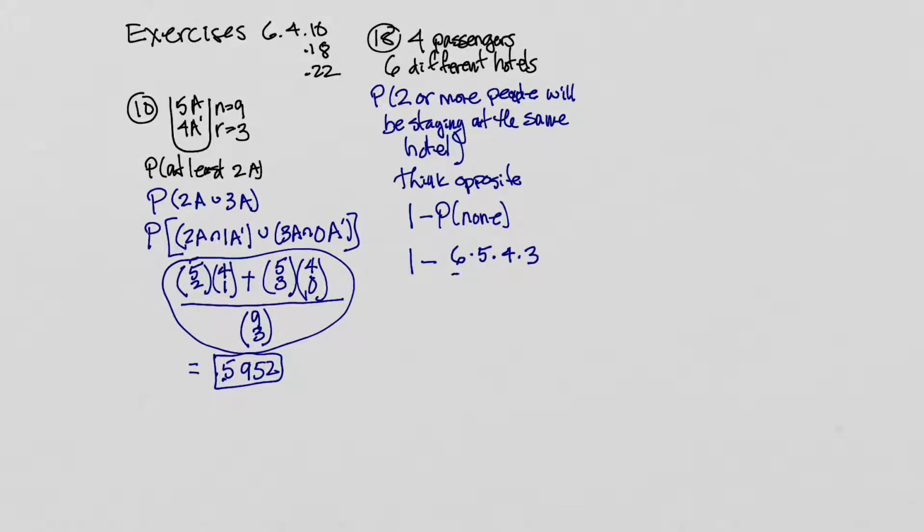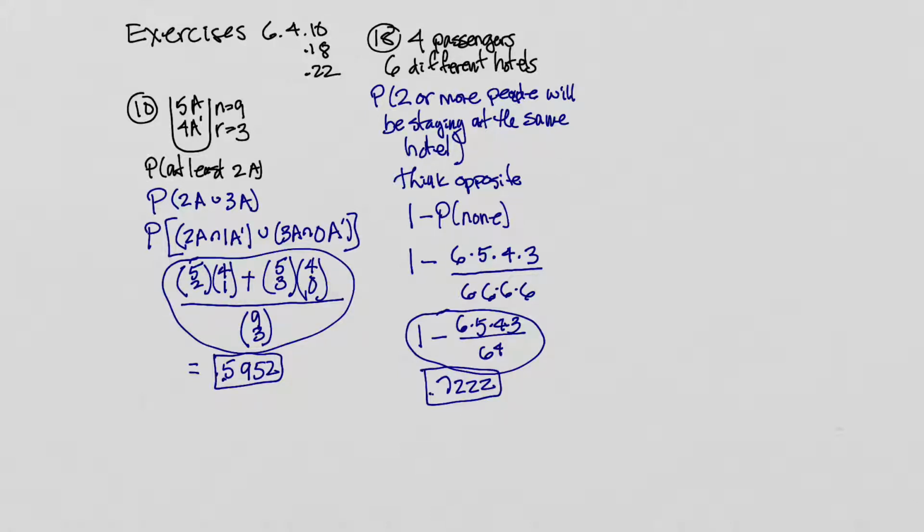And because it's a probability, we're going to have a fraction here, and the denominator is going to be the total number of ways that 4 people can choose the hotels. Well, the first person can choose any one of 6, the second any one of 6, the third any one of 6, and the fourth any one of 6. So we're going to have 1 minus 6 times 5 times 4 times 3, all over 6 to the 4th. And there's our solution, and if we insist on computing it out, we're going to get 0.7222 to 4 decimal places.